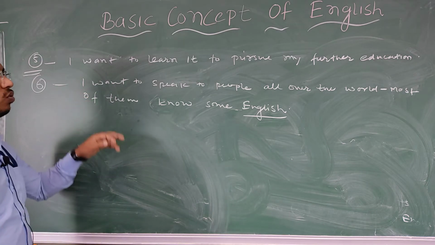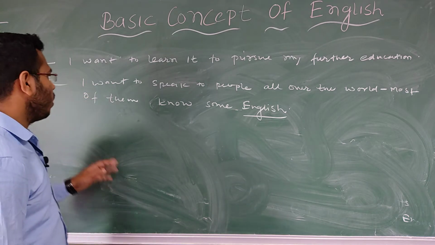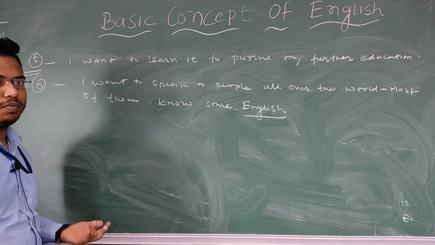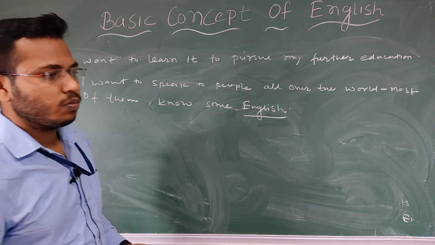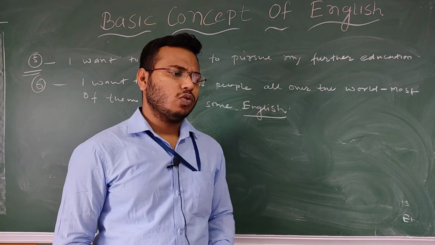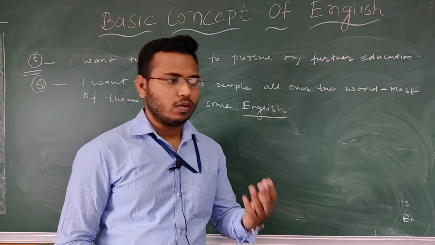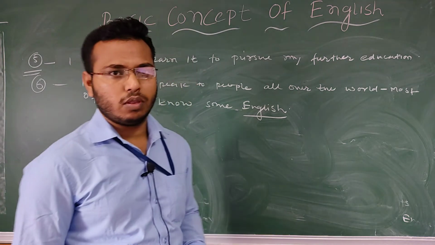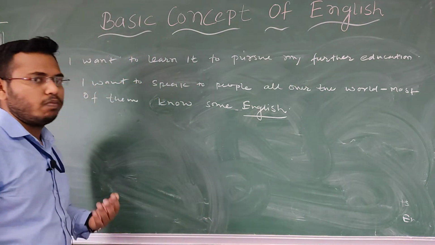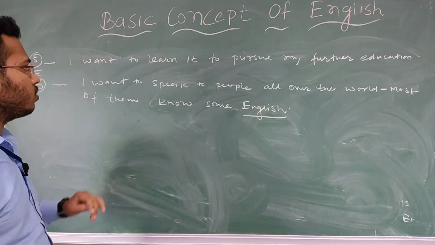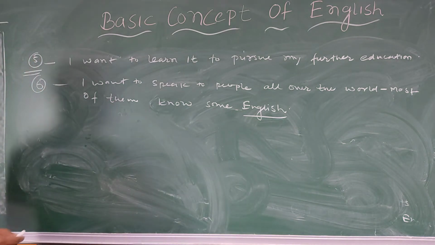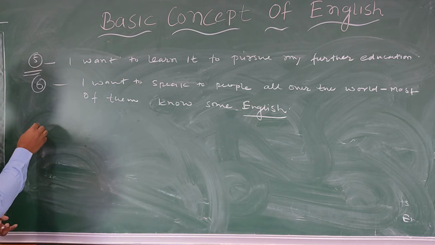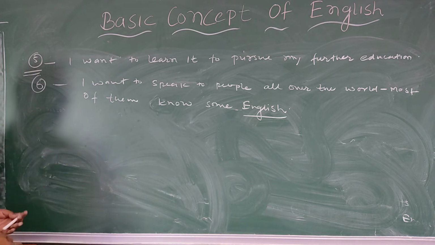Next we have, I want to speak to people all over the world, and most of them know some English. It is also right. You want to speak to the people of Turkey, you want to speak to the people of China. Most of them know some English, and it will help you to communicate with them. If you have a desire to talk to the people of different parts of the world, it will help you. So in this way I made 6 points.